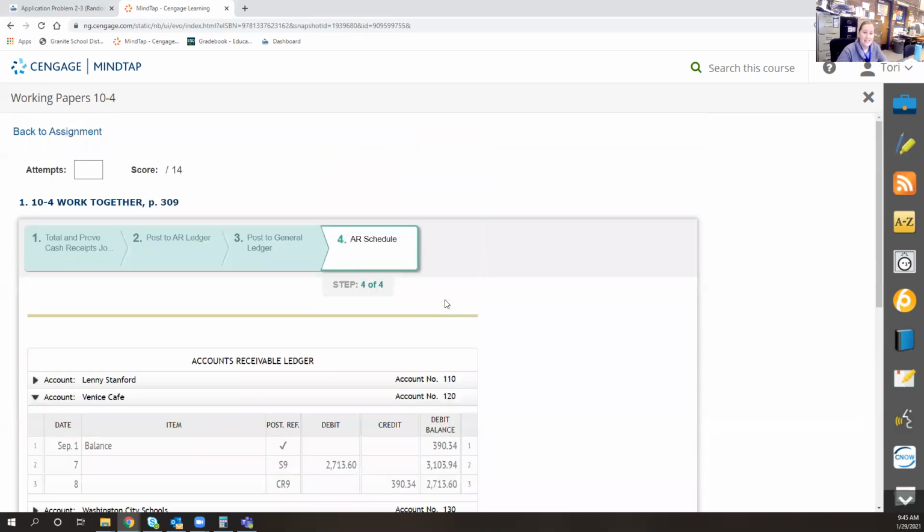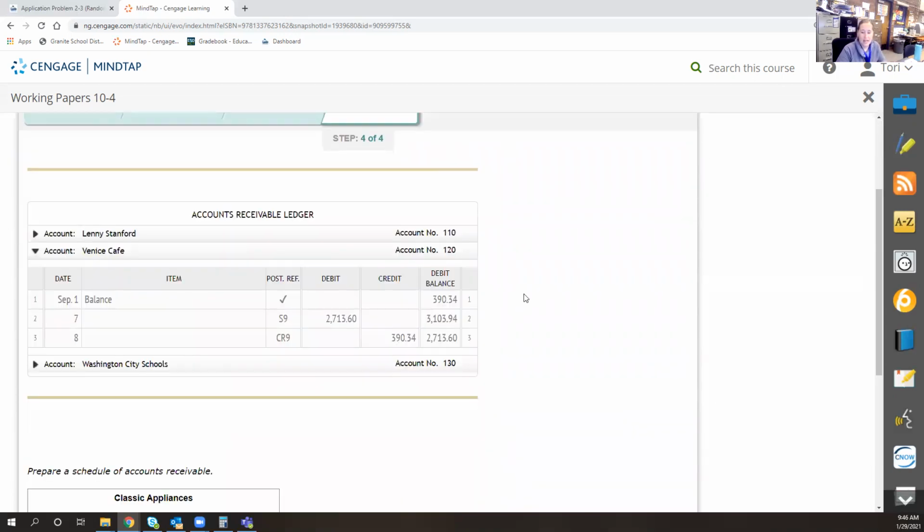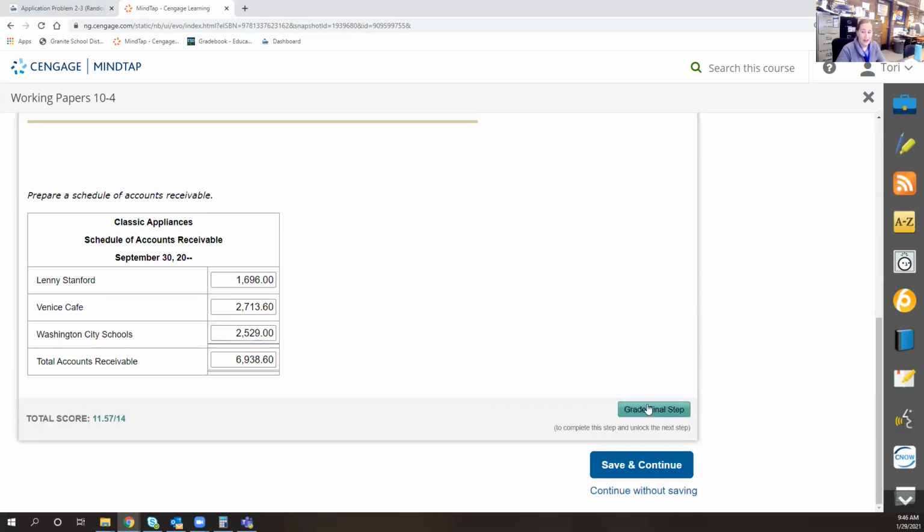So that is 10-4. Again, it's kind of just the same thing, just with different ledgers. These are all special journals in Chapter 10 and Chapter 9. And if you have any questions, let me know.